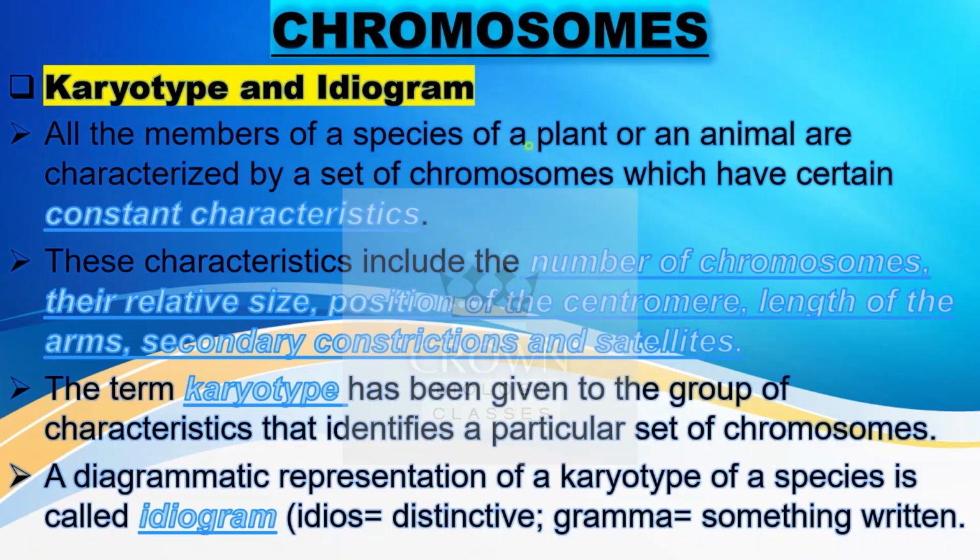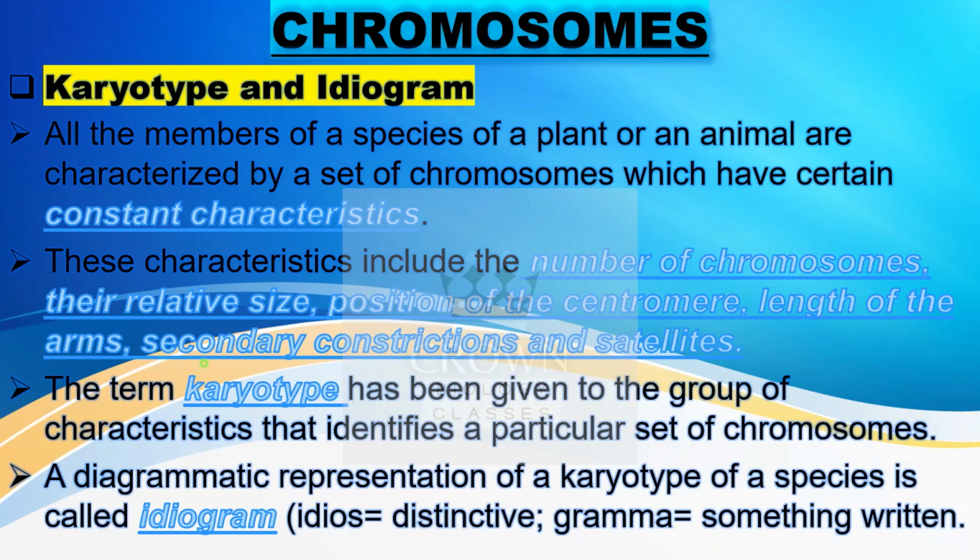All the members of a species of a plant or an animal are characterized by a set of chromosomes, and those set of chromosomes do possess certain constant characteristics. And the characteristics possessed by the set of chromosomes include the number of chromosomes, that means how many chromosomes are present, their relative size, when we compare the sizes of the chromosomes, position of the centromere, where the place of constriction will be present on the chromosome, length of the arms.